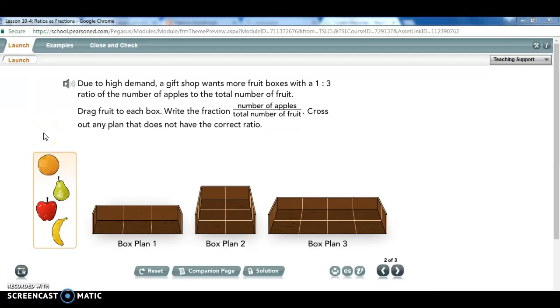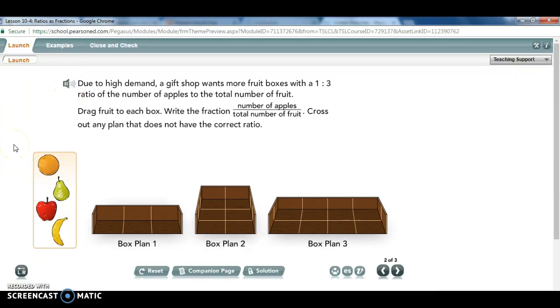This is lesson 10-4. We're going to be working with ratios as fractions. We'll start off with the launch problem. Just try your absolute hardest. Write down an answer and we'll discuss the solution when you're finished.